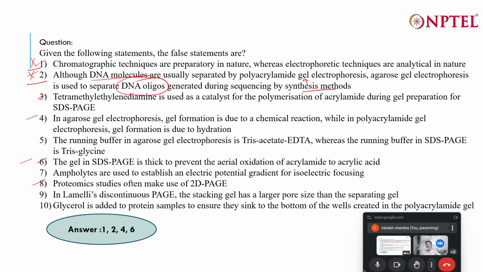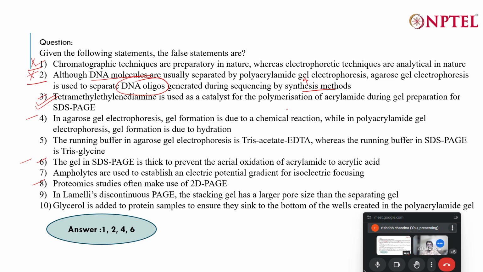Moving to the third option, tetramethyl ethylene diamine is used as a catalyst for the polymerization of acrylamide during gel preparation for the SDS-PAGE. Yes, this is the correct answer. So TEMED is actually a catalyst that leads to the polymerization of acrylamide.